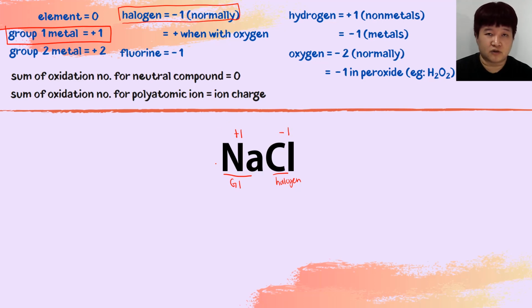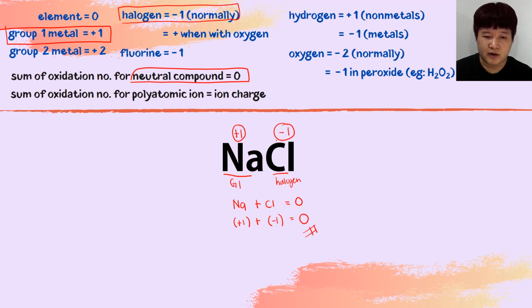How do we prove this oxidation number? The sum of oxidation numbers for a neutral compound is 0. This is a neutral compound; there is no charge. Therefore, the oxidation number of sodium plus chlorine must equal 0. Sodium, we know, is +1. Chlorine, we also know, is -1. Therefore, +1 plus -1 equals 0. So it's proven that your sodium is +1 and your chlorine is -1.